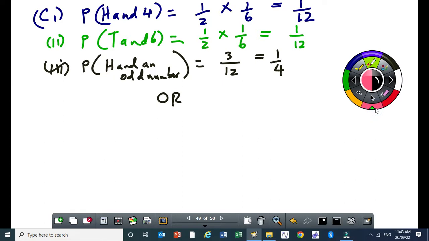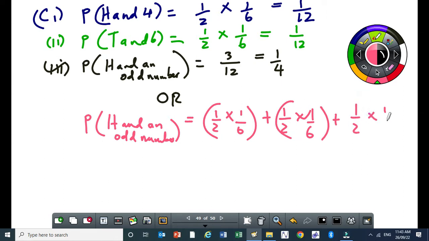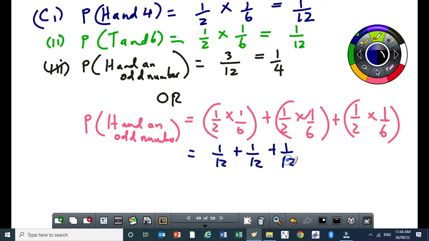Another way, which is a longer way now, is to use the multiplication law, but you now have to add the products, because you're talking about three possible outcomes. So, P(H and an odd number) will be equal to a half times 1 over 6 plus another half times 1 over 6 plus a half times 1 over 6. This is a longer method as compared to the one which you can use from the tree diagram. So this gives you 1 over 12 plus 1 over 12 plus 1 over 12, and this will be 3 over 12. And this gives you the quarter. Okay? The first method is much easier, but sometimes we might need to use the second method.